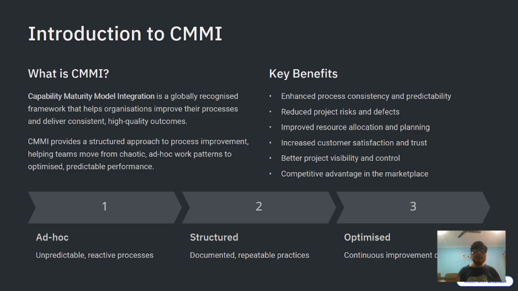So this is the second phase of the CMMI level. What is the third phase of CMMI level? It is optimized. What do we mean by optimized? We are implementing a continuous improvement culture.